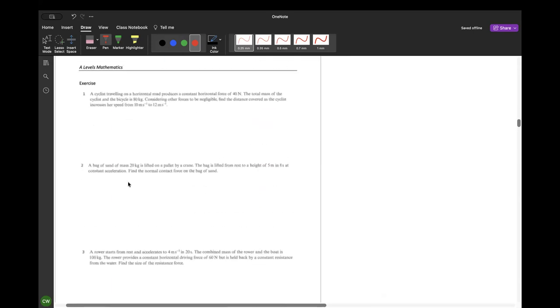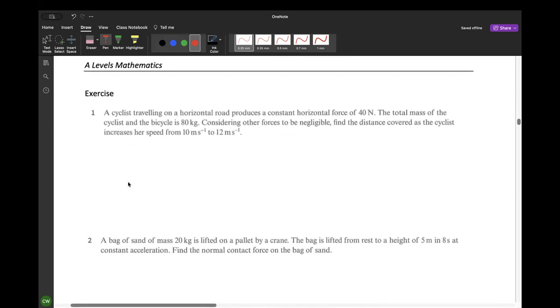Okay, next question. A cyclist is traveling on a horizontal road and produces a force of this. The total mass of the cyclist is 80, considering the force is constant. Calculate the distance covered from here to here.